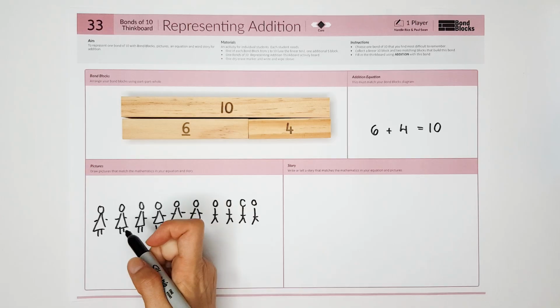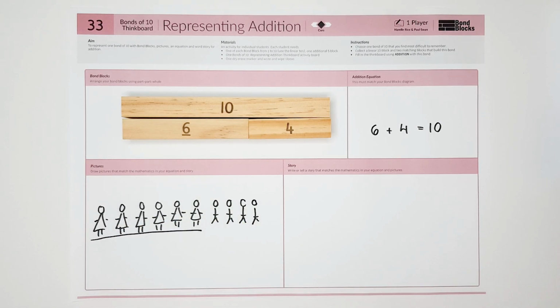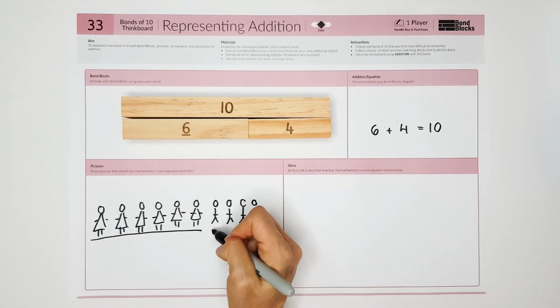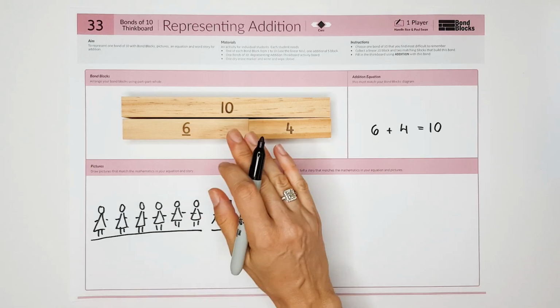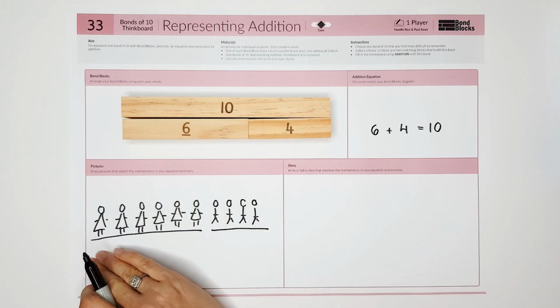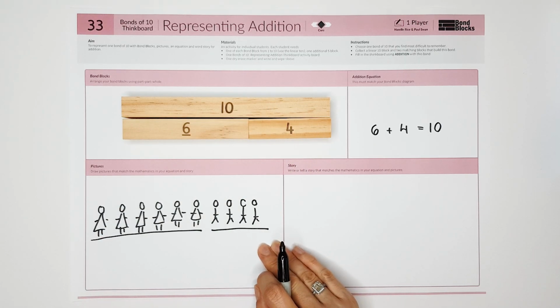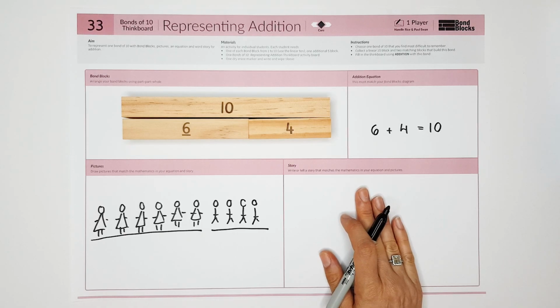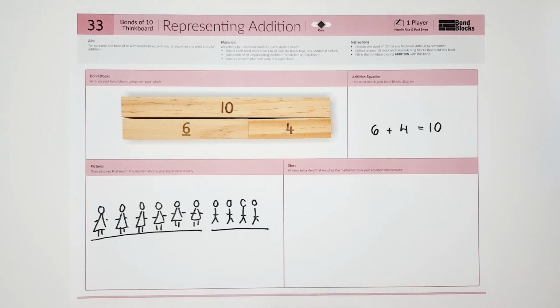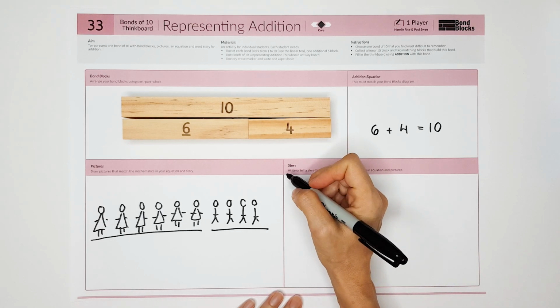So my part of 6 is the girls, my part of 4 is the boys, and the whole of 10 is the whole line. I'm going to write this with words. You can tell it to an adult if that's easier.